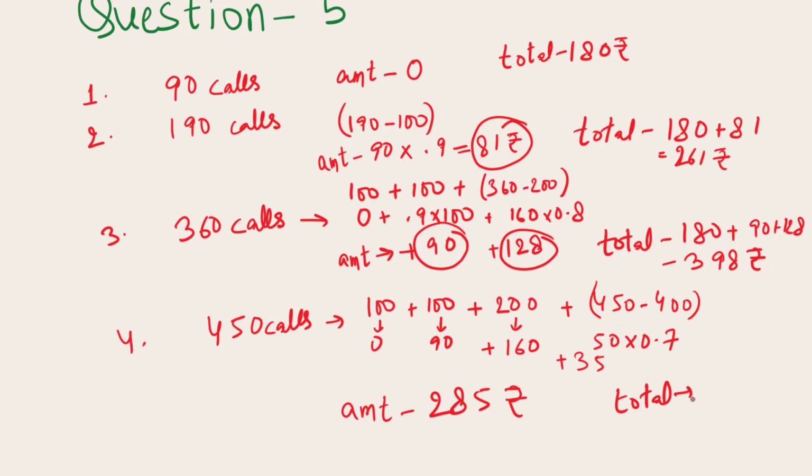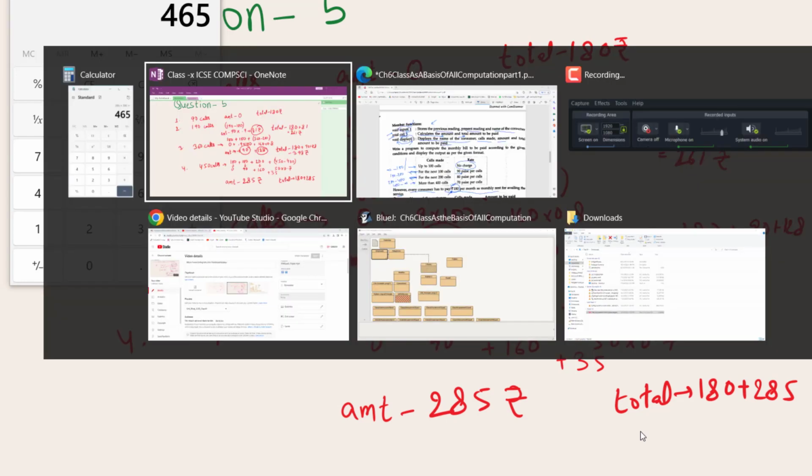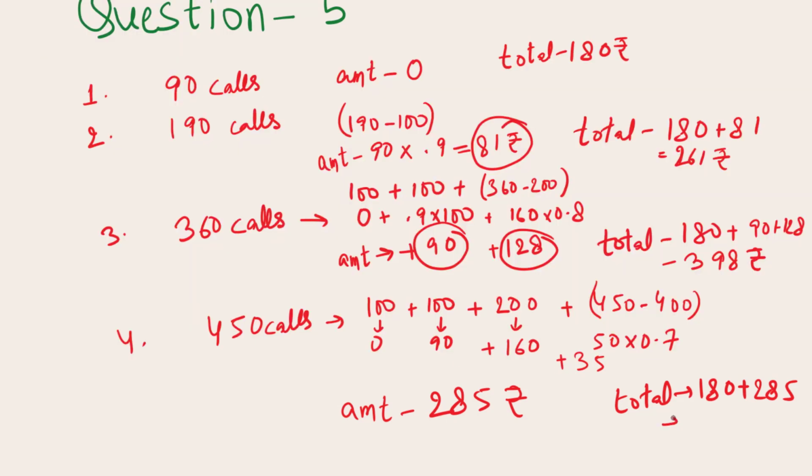And what will be the total? Total will be 180, which was the basic charge, plus 285 that you have for calls. So let's quickly add 285 plus 180. Our total will be 465. So I'll quickly write here 465 rupees. So we have done the 4 cases that can happen.